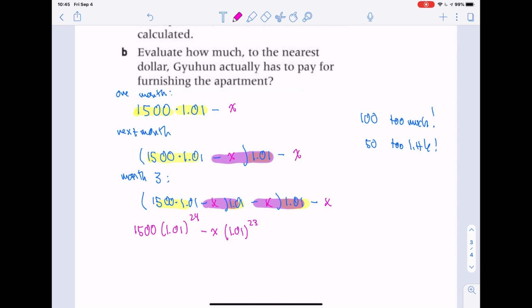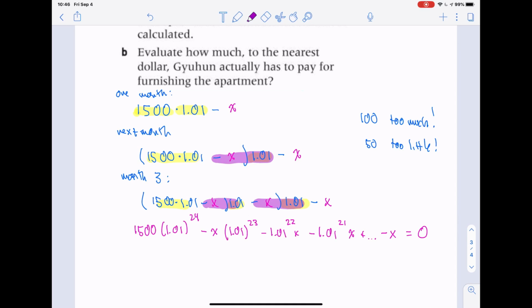This is minus x times 1.01 to the 23rd. Then we're going to subtract 1.01 to the 22nd times x, minus 1.01 to the 21st times x, and we're going to keep going until we get just to x, and that's going to be equal to 0. And the reason we want that to be equal to 0 is after 24 months, the total that is owed should be back down to 0.